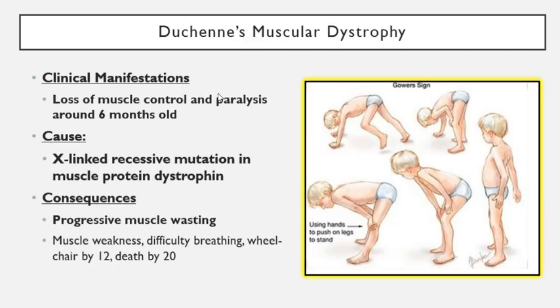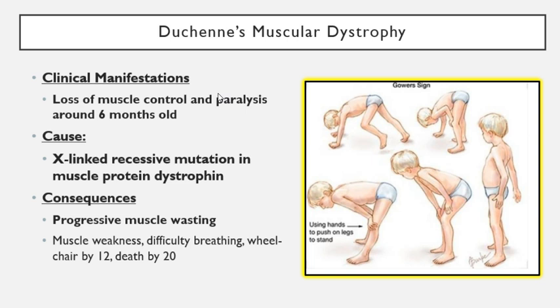And this last one is Duchenne's muscular dystrophy. So this is muscular dystrophy, where you have improper development of your muscles, right? And so what it is, is the loss of muscle control and paralysis around 6 months old. This really affects kids. And as you'll see later, usually these people die by the age of 20. So they only get through their teens.